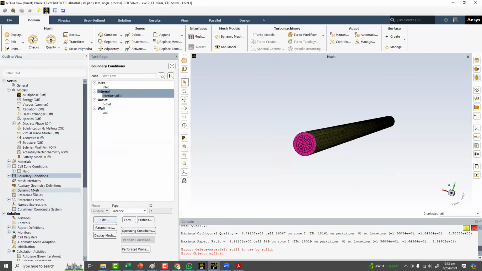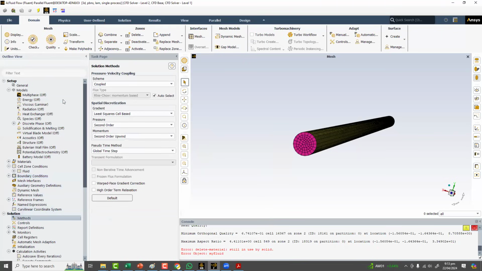Okay, next thing is the method. So we have two solvers. I told you the coupled solver will be solving the continuity equation and momentum equation in a single matrix, and SIMPLE. Sometimes SIMPLE may work, but coupled may not work. In some cases, coupled may work and SIMPLE may not work. Okay, in some cases both can work. So you have to check which is more efficient for your problem. So right now, choose SIMPLE here. Okay, and keep the default settings here, like gradient least squares cell based, pressure second order, and momentum as second order upwind scheme.